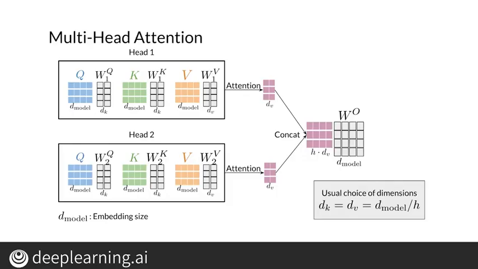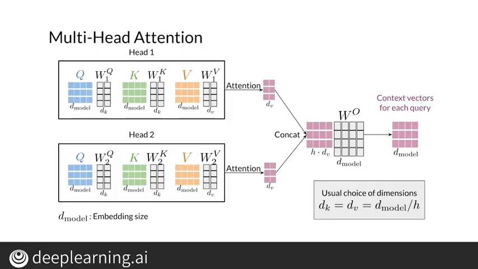Then you apply a linear transformation, W superscript O, to the concatenated matrix. This linear transformation has columns equal to D submodel, and if you choose D sub V to be equal to the embedding size divided by the number of heads, the number of rows in this matrix would also be D submodel. Just as with single head attention, you will get a matrix with the context vectors of size D submodel for each of your original queries.